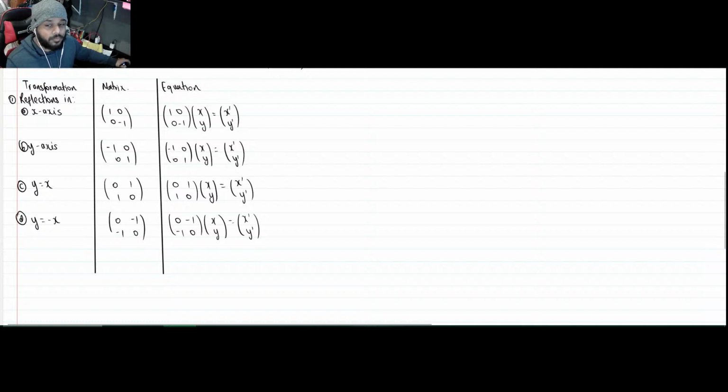Now we have more types of transformations. These here are reflections. We dealt with rotations just now, so let's put rotations, number 2. The matrix responsible for rotation is cosine theta, negative sine theta, sine theta and cosine theta. I'm not going to bother to write the equation because I think everybody could develop the equation by now.